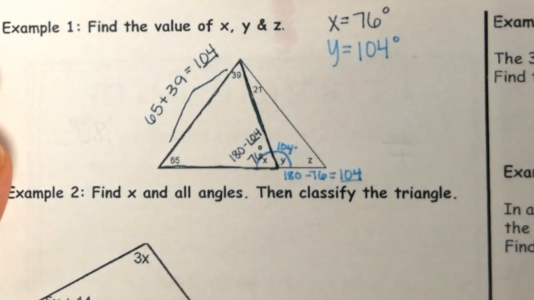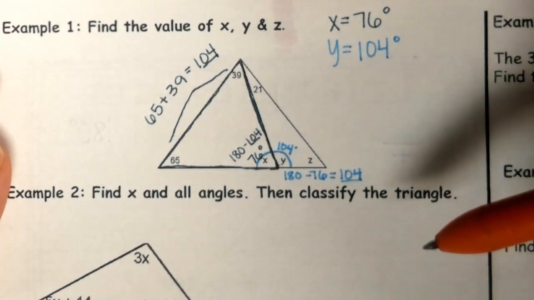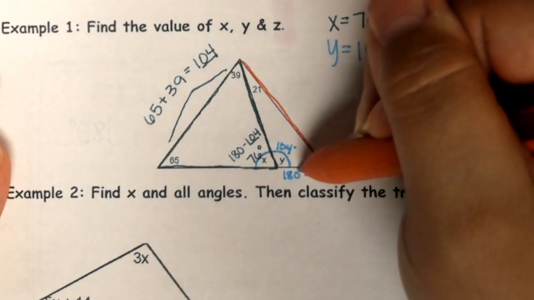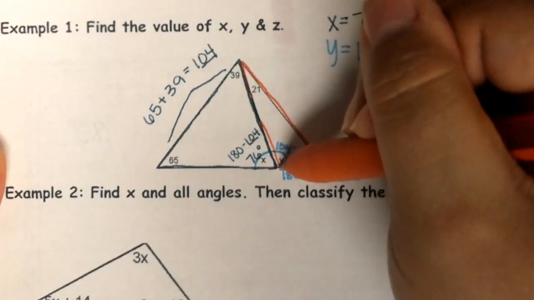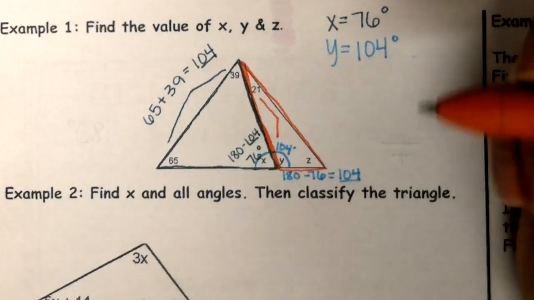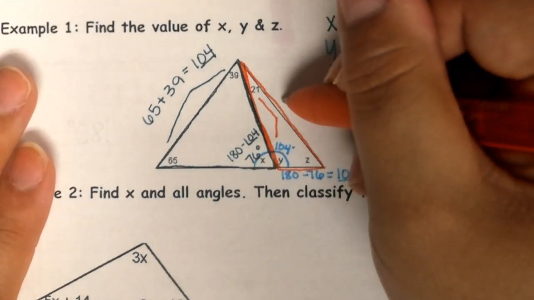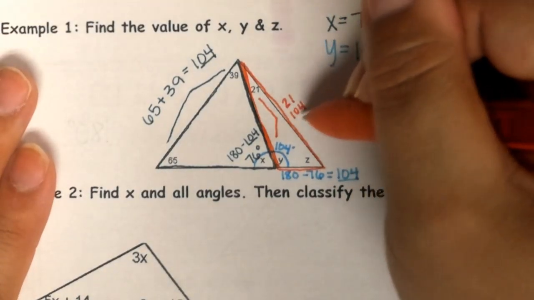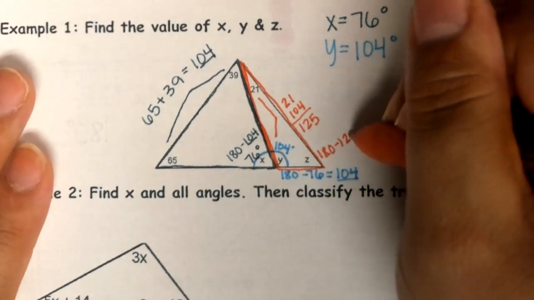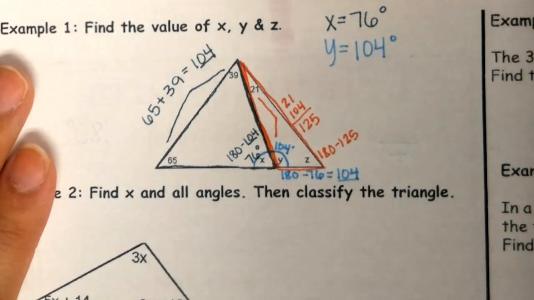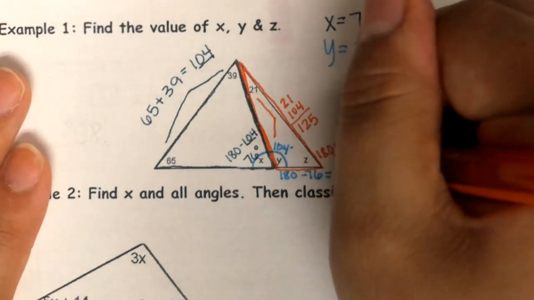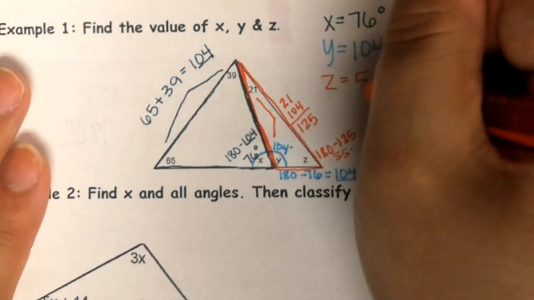And then last but not least, how do I find z? Do you agree I have a triangle on my right side over here? So I have 21 and 104. 21 plus 104 is 125. I subtract that from 180, and what is 180 minus 125? 55. So z is 55 degrees.